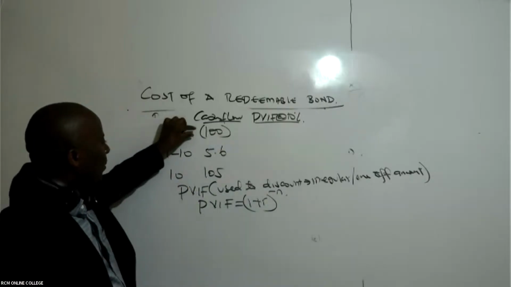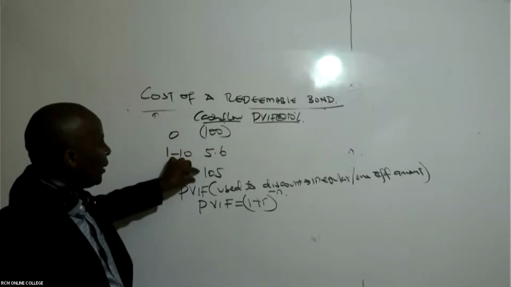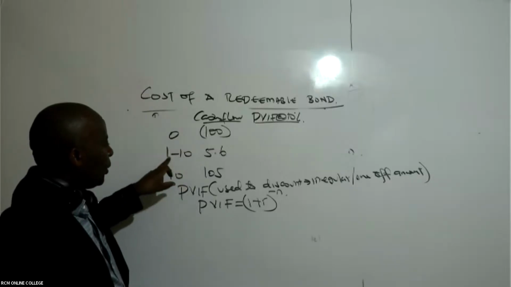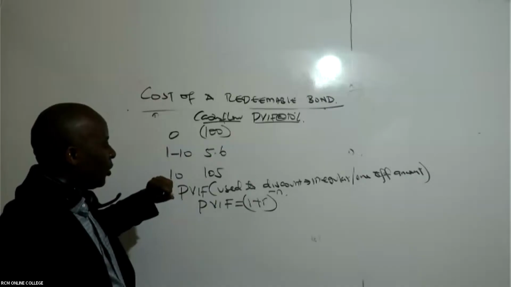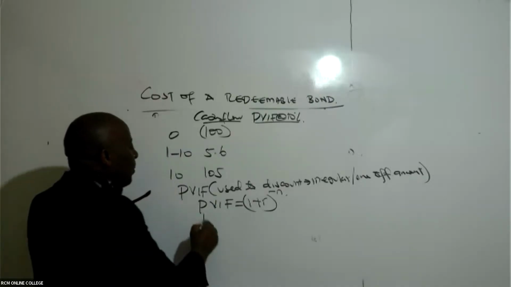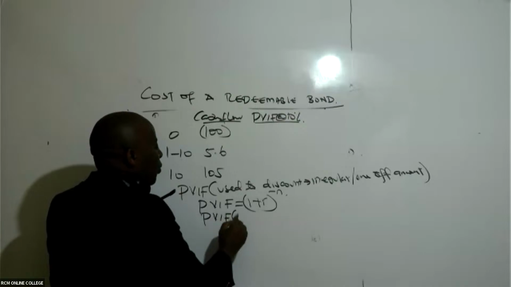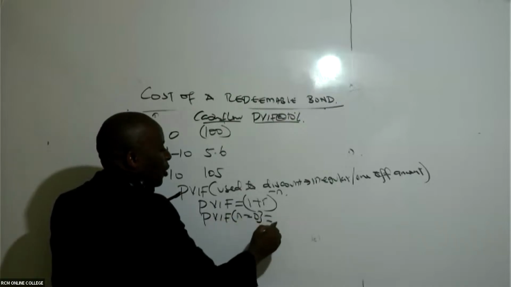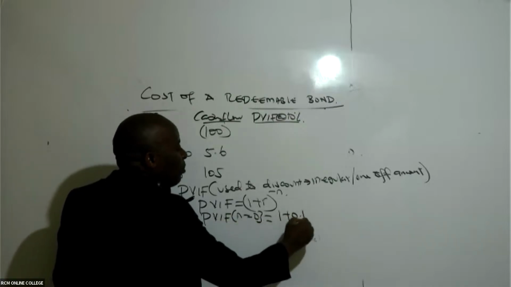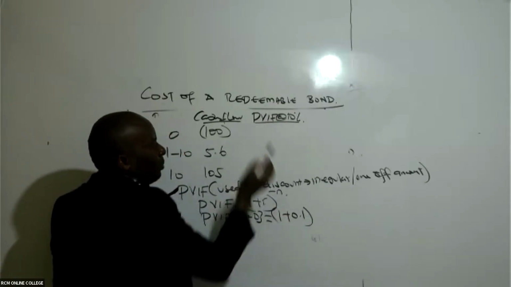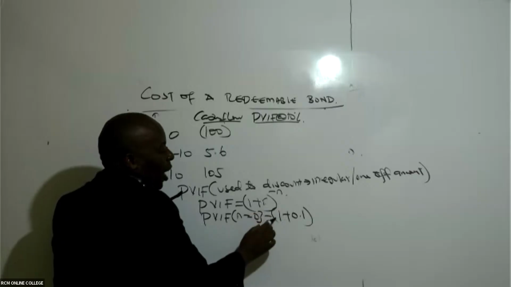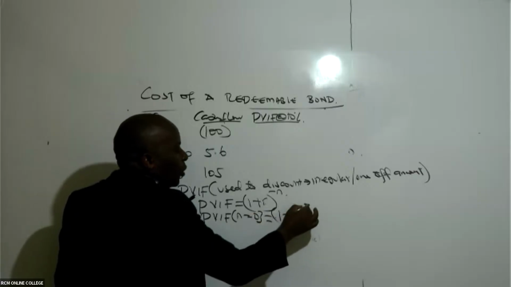And there are 2 lump sum amounts. We have this one and this one, 2 of them. These are series, many, 5.6 every year for 10 years. So what I will do is calculate PVF when N is 0. So this will be 1 plus 0.1 because my required return, which is the cost of capital, is 10%.